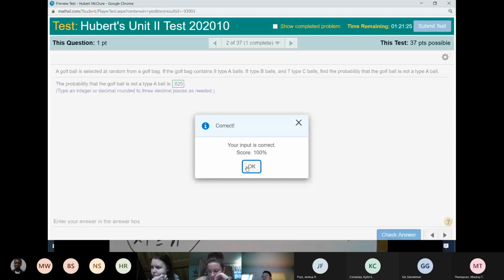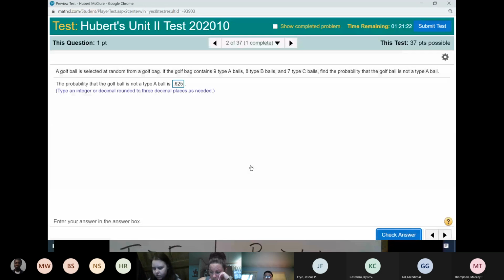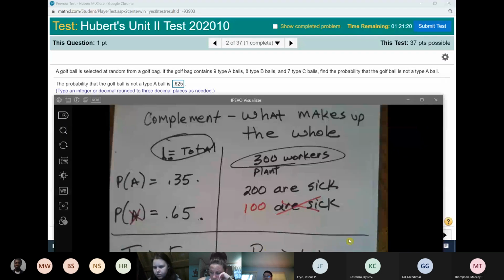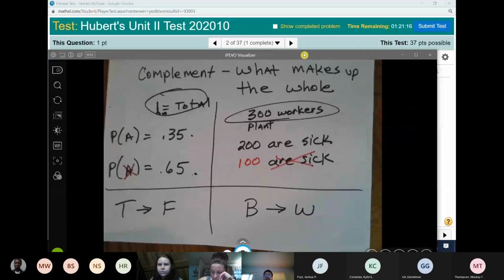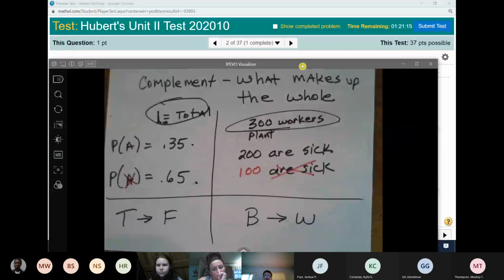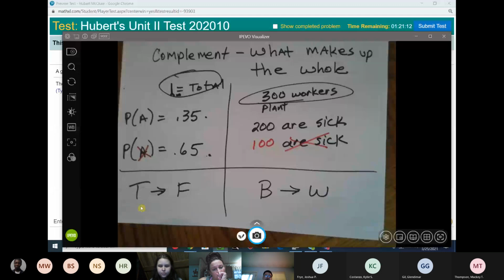The complement is what makes up the whole. It's always what makes up the whole. If you're given a number and you're given another number, you subtract them. If you're given true, then the complement of true is false. If you're given black, the complement of black is white. Okay?